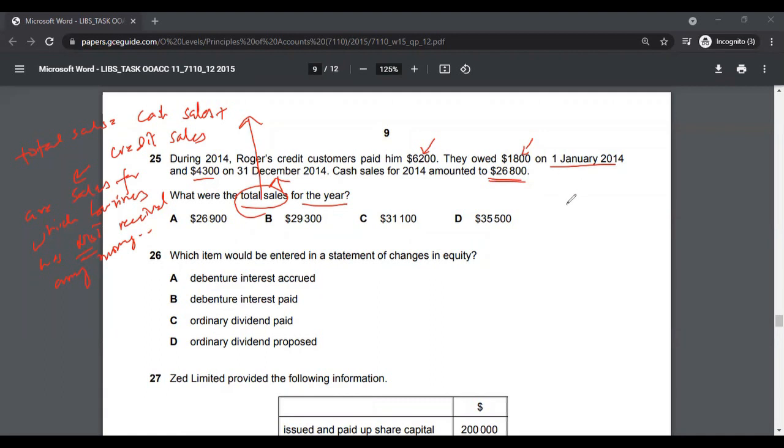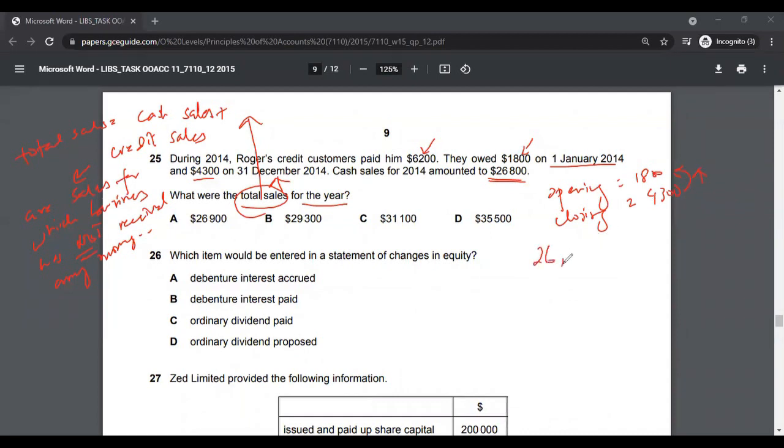So first of all, look at the difference between the opening and the closing trade receivable. My opening was 1,800, and then my closing was 4,300. So there's an increase in my trade receivable, right? This would be for credit sales.